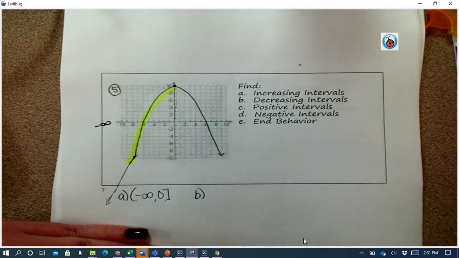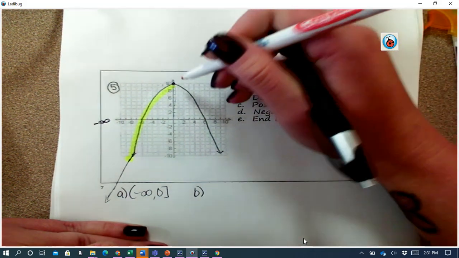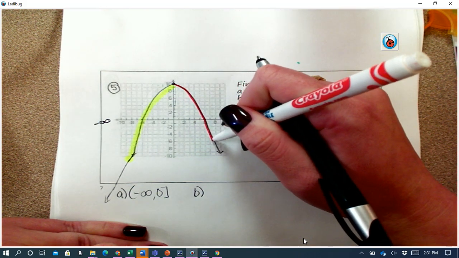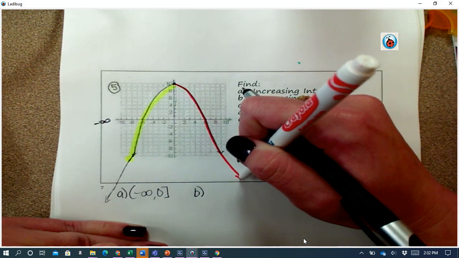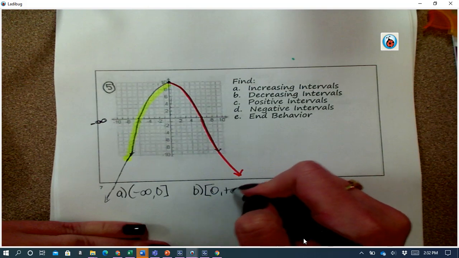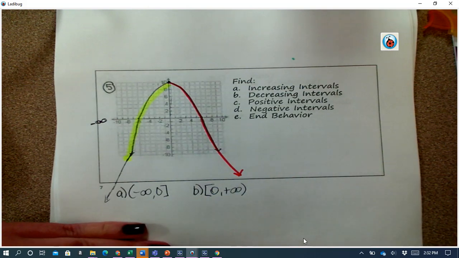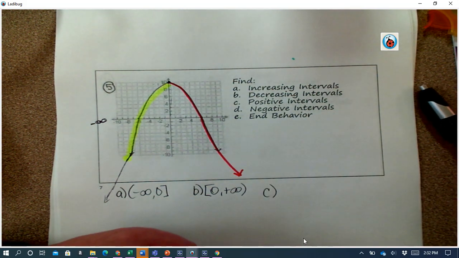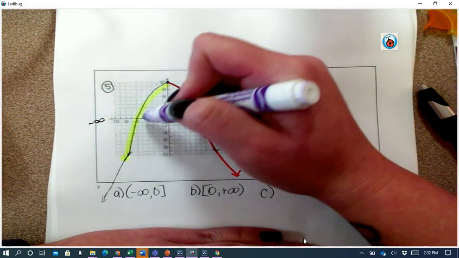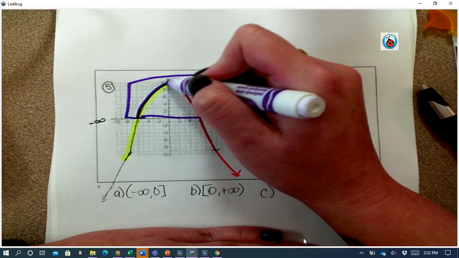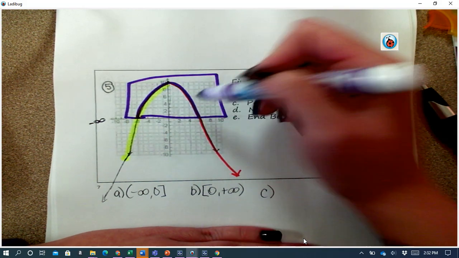Part B is your decreasing intervals. Well, decreasing, once we hit this 0, on this other side, the y values go down, or this part of your graph has a negative slope, and it keeps going forever. So it starts decreasing at 0 and keeps going to positive infinity. Part C are the positive intervals, and that's the interval of x values that are above the x-axis. So we're talking about this section of the graph. So from -6 to 6.